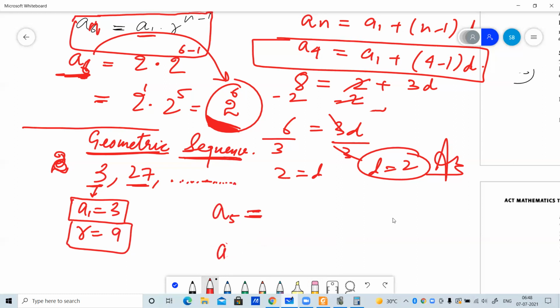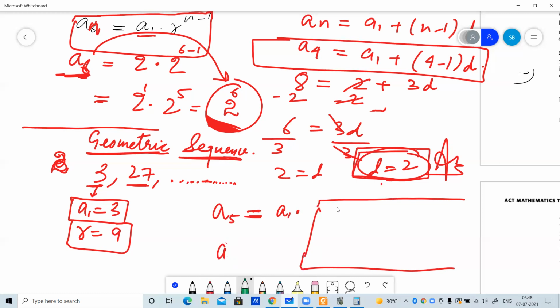It's equal to a1, which is 3. So it's equal to 3. Plus, and minus 1. So for this one, it's not n actually, right? It's r, and r was 9. So it would be 9 minus 1, which is 8.